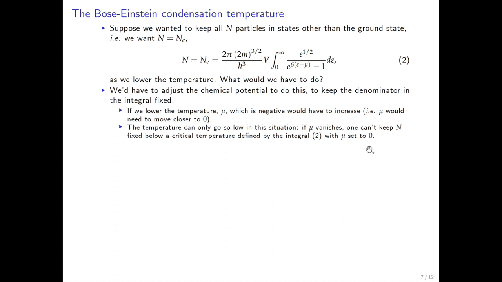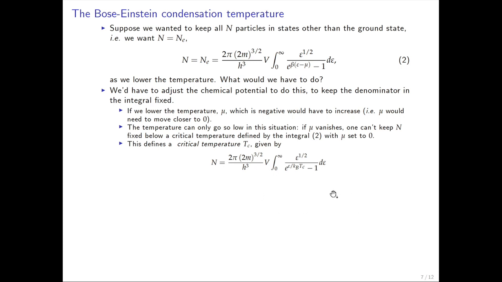So this actually defines a critical temperature below which we can't keep n fixed, and that critical temperature can be found by doing this, of course, when we set mu equal to 0. So let's define that. In other words, the critical temperature is going to be defined by the value of this integral with mu set to 0.